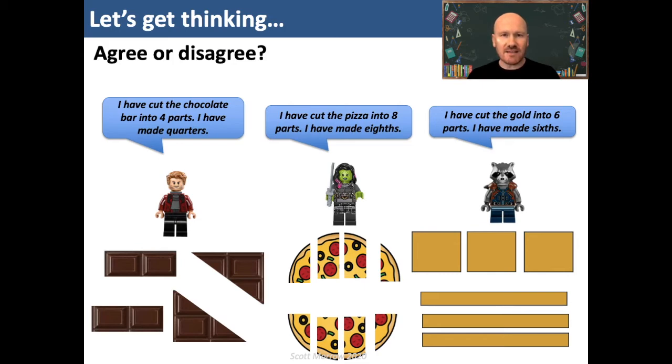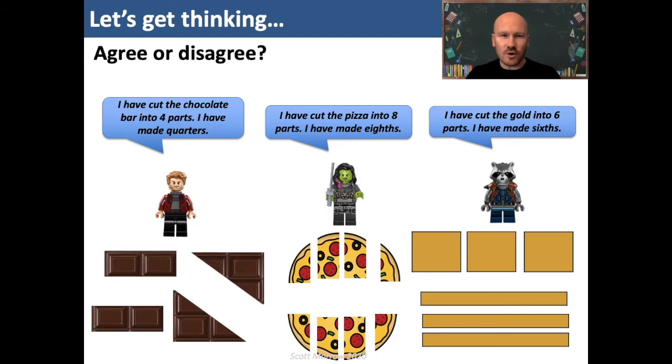And finally, let's have a look at Rocket. I have cut the gold into 6 parts, I have made 6. Once again, he has cut that gold into 6 parts, but we can see we've got different shapes there. However, each of those parts are exactly the same size. So again, I agree that Rocket has cut those into 6.